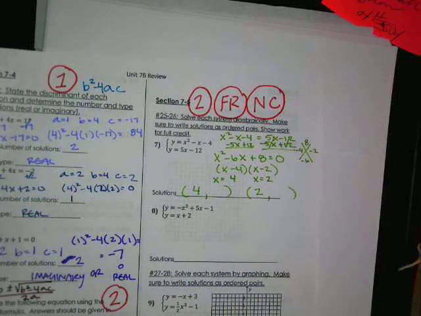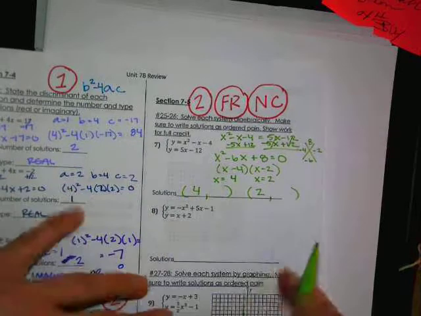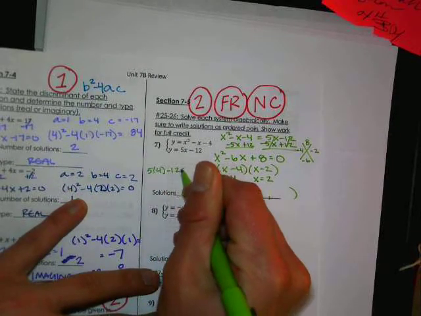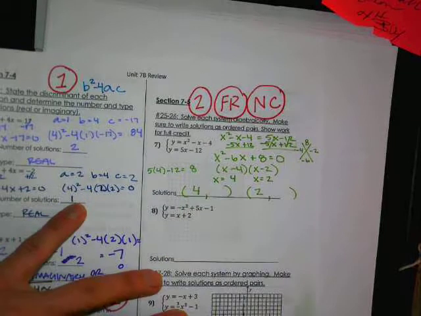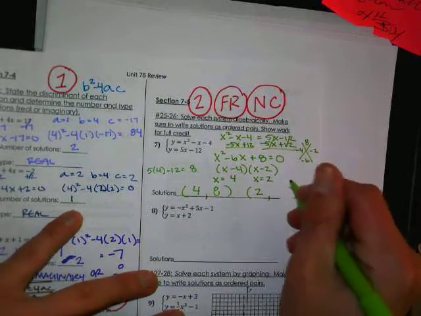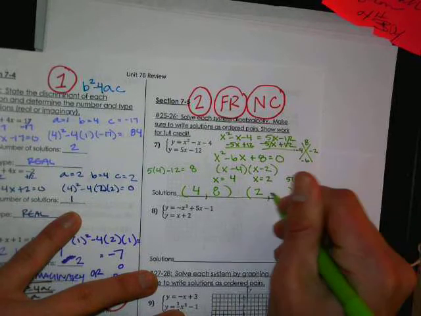The only thing left that I need to solve for are the y's. So I'm going to take my two x values, I'm going to plug it back into the linears because that's going to be the easiest. 5 times 4 minus 12, 8. So the y value for that guy is 8. And then 5 times 2 minus 12, -2. So the y value there is -2.